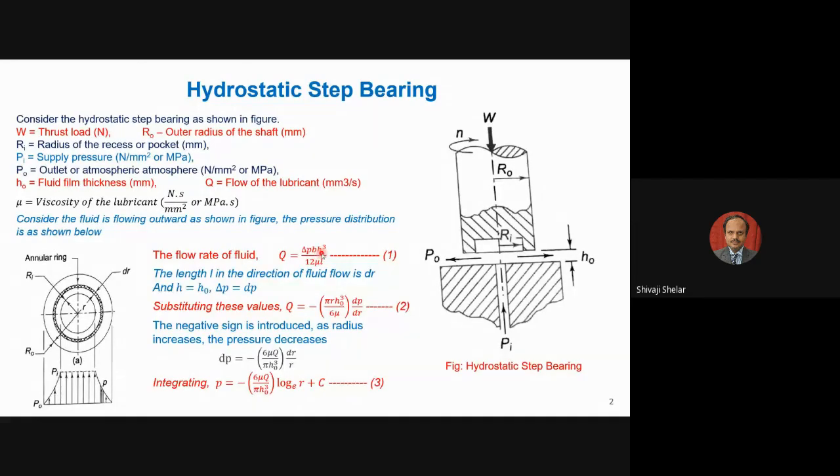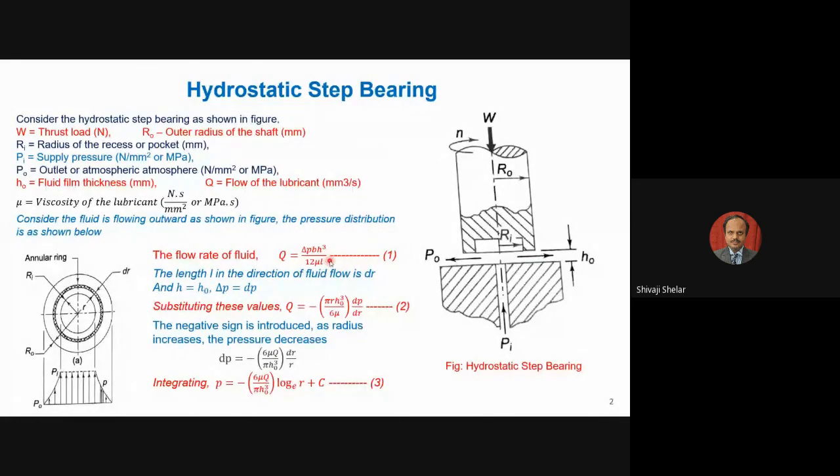H0 is the gap where we are supporting, that is, the minimum film thickness. And L is the length in the direction of flow. So across that flow direction, where the pressure transfer takes place, measure that length and use that length in the calculation. That gives you the Q here. This is very, very fundamental.